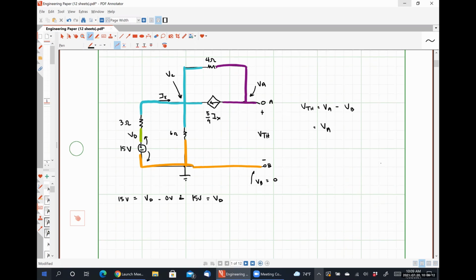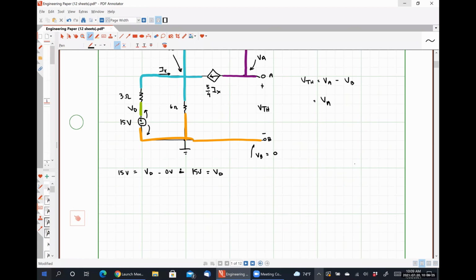Since our supernode there really contains the ground, we don't have to write a KCL equation for node D, so we will just have a KCL equation for nodes C and node A. So let's do KCL at C first.